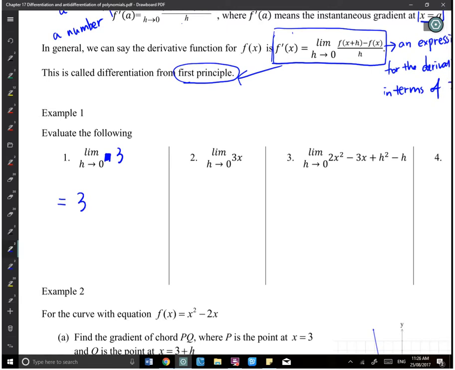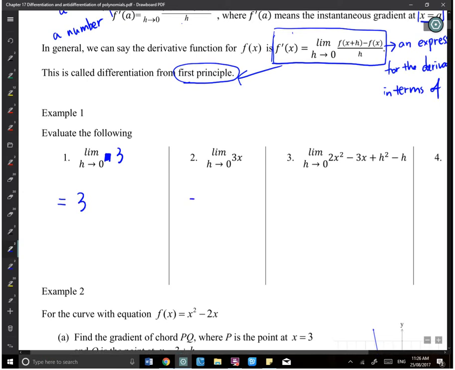I heard 0. I heard 3x. Okay, if you want to say 0, how do you get 0? Why is it 0? Sub in where? Why is h approaching 0? Why sub into x? There's nowhere you substitute that. You can see that? There's nowhere you can substitute that.